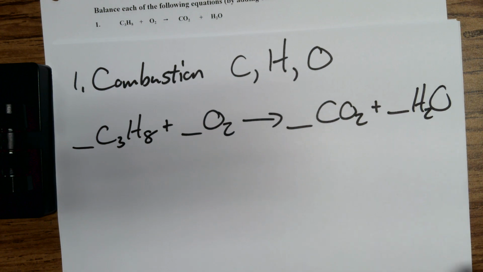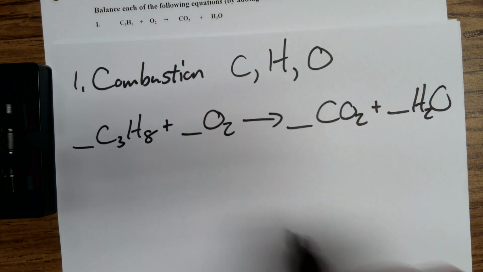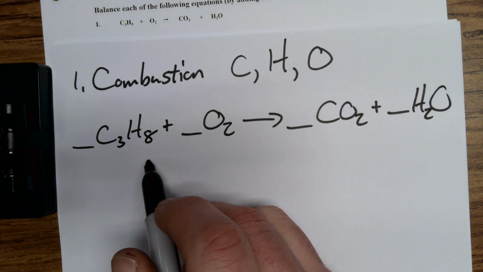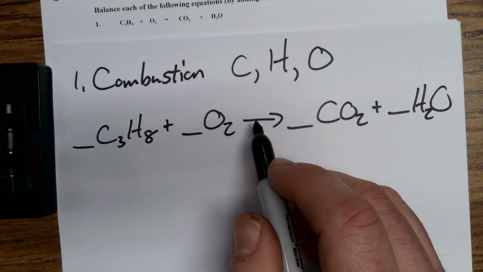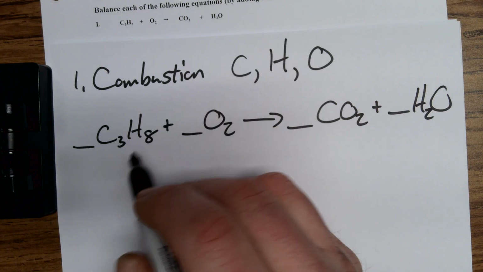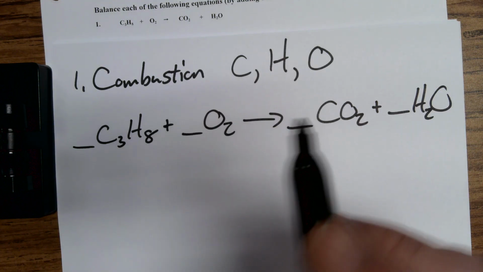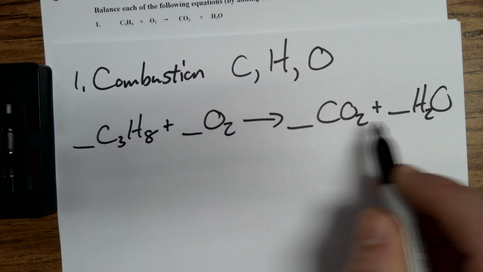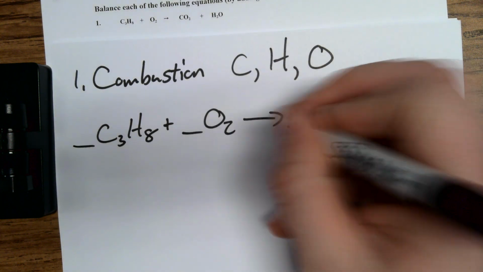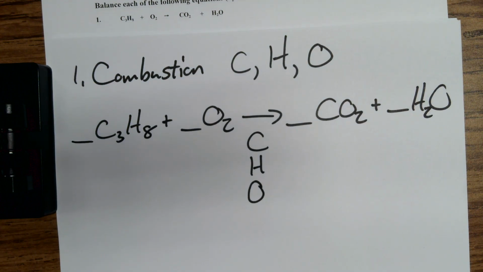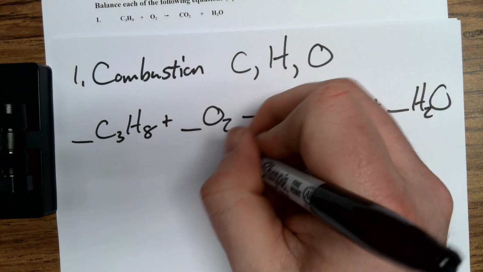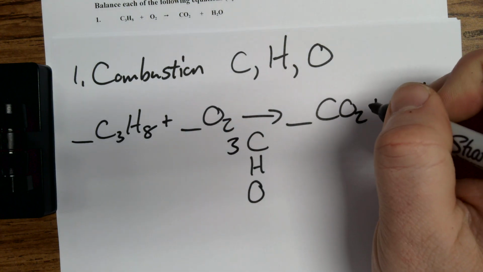I rewrote my equation. Now remember, how we said we want to tackle this is that we want to count all the atoms on my reactant side, they have to be on my product side. So under my arrow, I'm going to look for all my atoms. I got a carbon, I got a hydrogen, I got an oxygen. So under my arrow, C, H, and O. Got 3 carbons on one side. I got 1 over here. So how am I going to fix that?